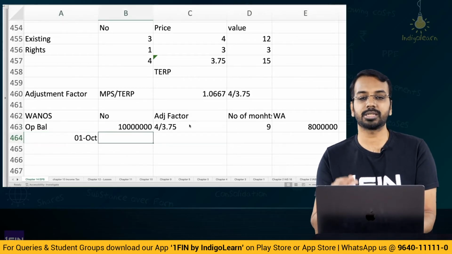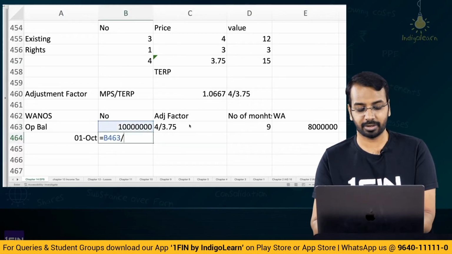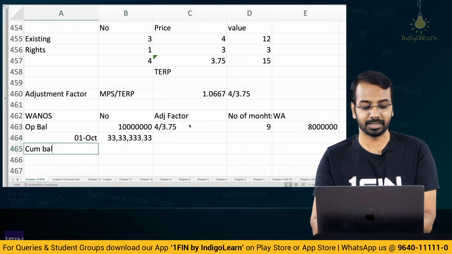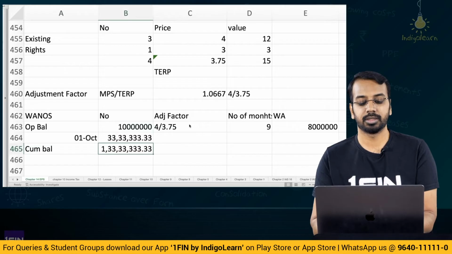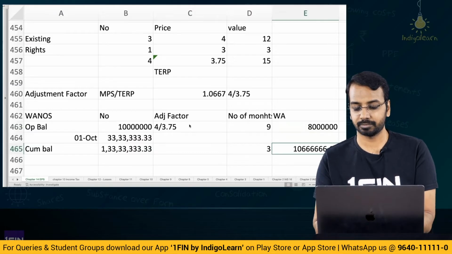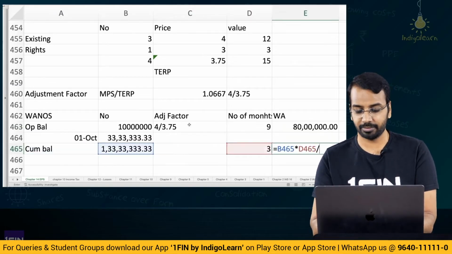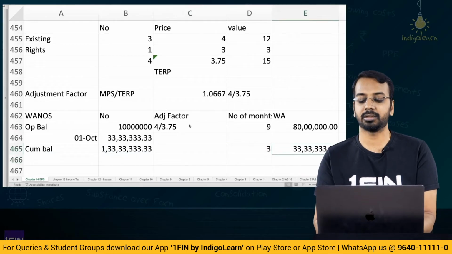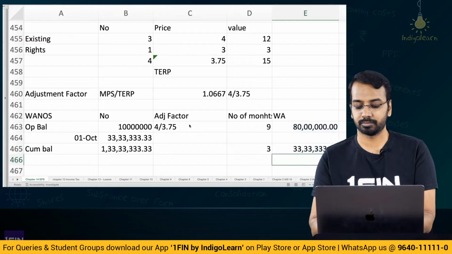Right, and rights issue is 1 for 3. Right, so this is this divided by 3, 33.33. Cumulative balance is 10 million plus this. There will be no adjustment factor. Number of months 3. So weighted average is 333 multiplied by 3 divided by 12. You get 333.